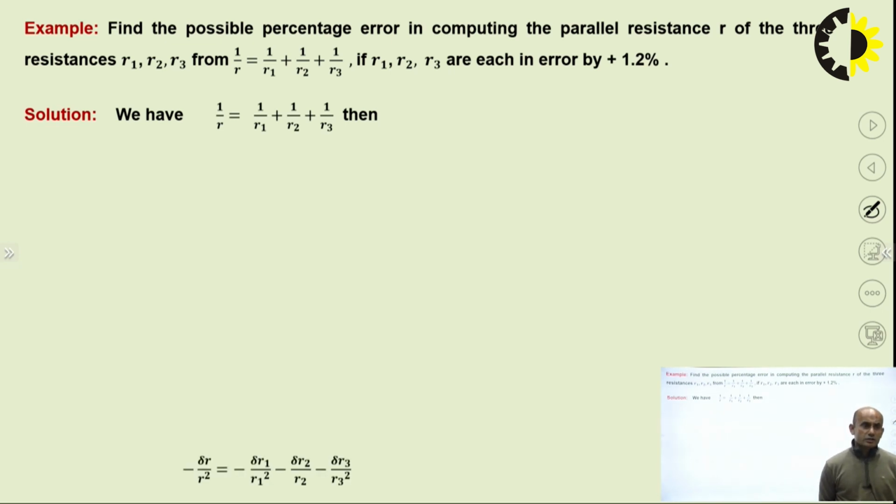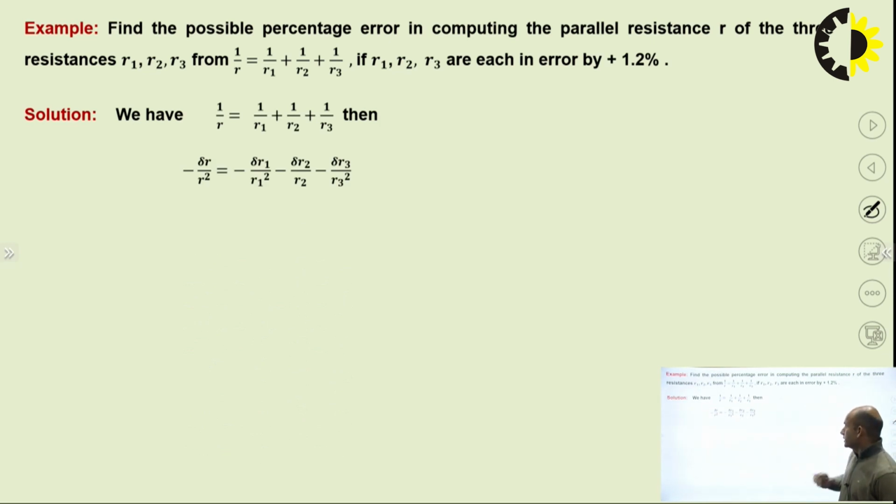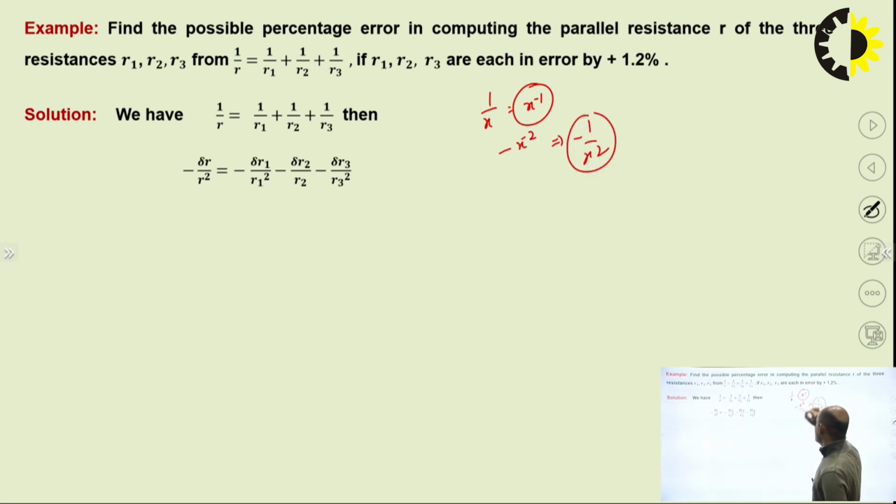Then we differentiate this. As we know, the differential of 1 upon x, which is x to the power minus 1, gives minus x to the power minus 2, or minus 1 upon x square. So this is the differential of 1 upon x with respect to x. So we are differentiating R, and then we get delta R upon R square.